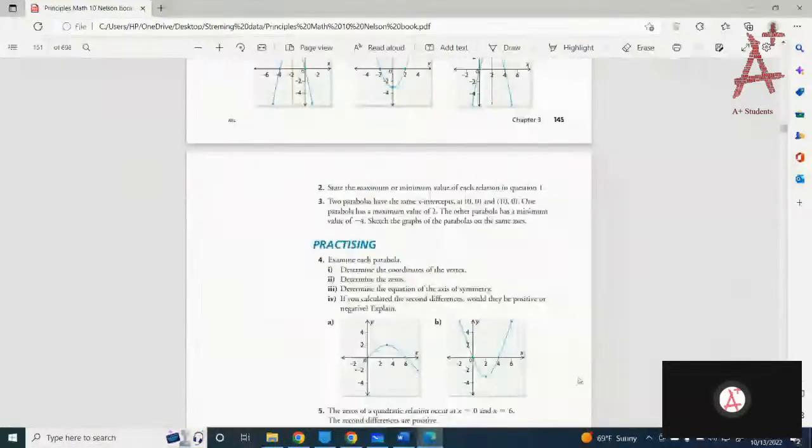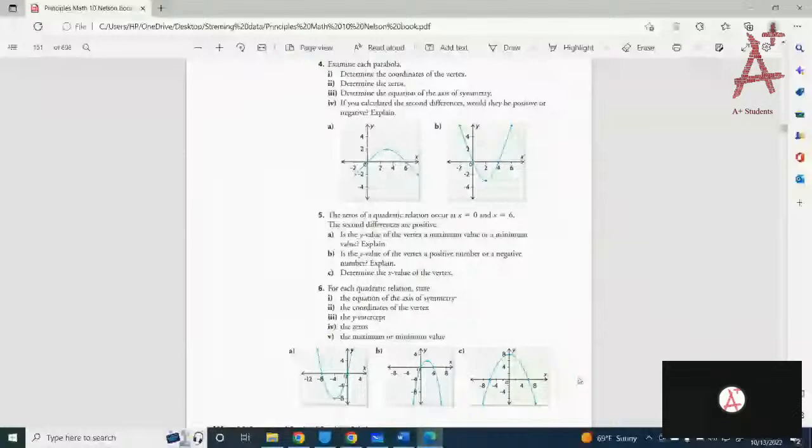Okay, we'll just move on to question number 4. Examine each parabola. Determine the coordinates of the vertex. Determine the zeros. Determine the equations of the axis of symmetry. If you calculated second differences, would they be positive or negative? Explain. Okay, just look at graph A.